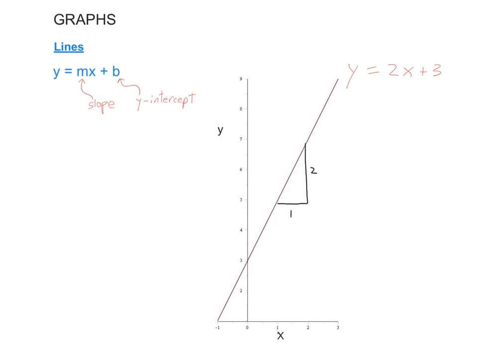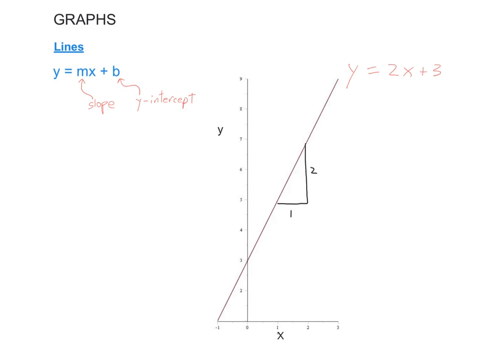So here we see, I've drawn a little triangle here, and for every 1 unit that I go over horizontally, I go 2 units up. So the rise over the run, 2 divided by 1, that defines the slope, and that's what this number is here, 2.